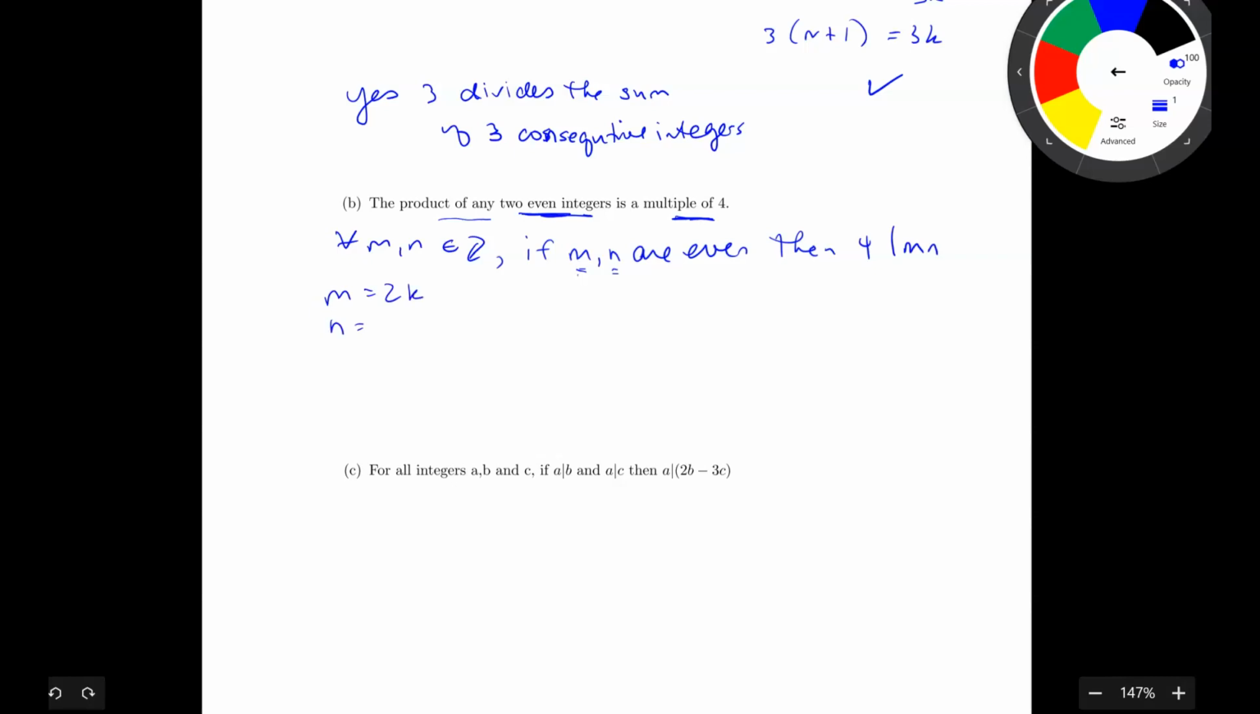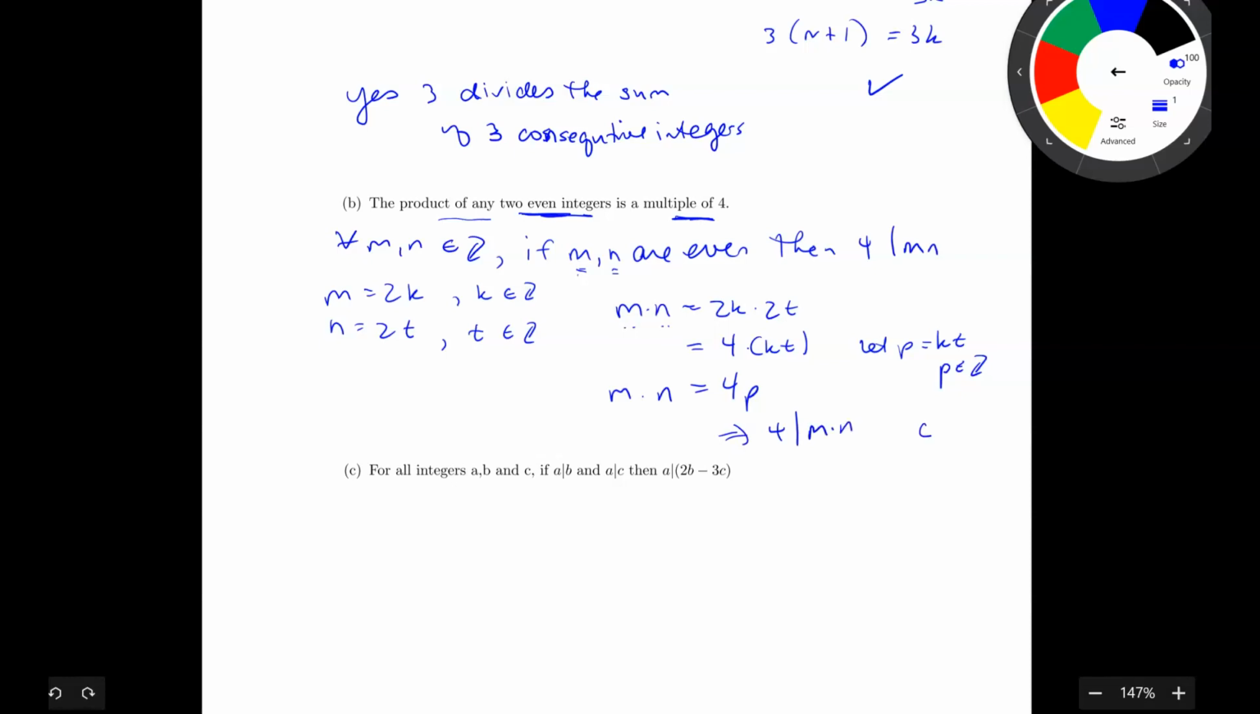If they're even, m is equal to 2k, where k is an element of the integers, and n is 2t, where t is an element of the integers. So let's multiply m times n. You have to start with this statement, right? And then substitute in 2k times 2t. So that equals 4 times kt. And formally what you should do is just let p equal kt, p an element of the integers. So I have 4p. So I have m times n written as 4 times p, and that means 4 divides m times n. So it works.